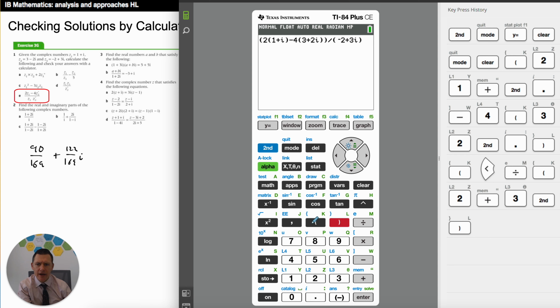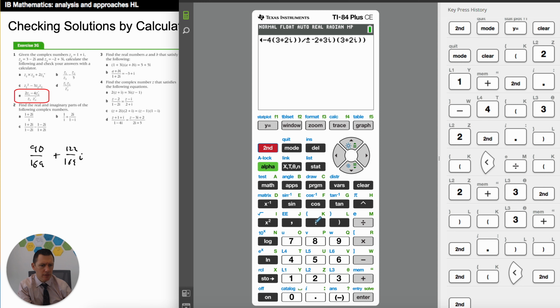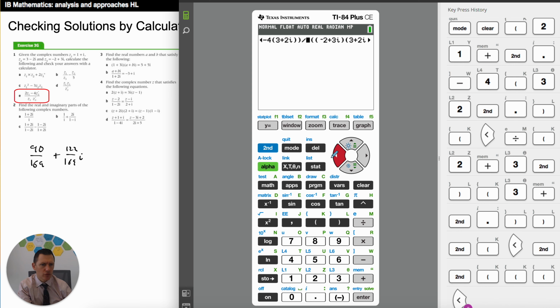And then times Z2 star, which is 3 plus 2i. Now I'm going to have to go back. I'm putting extra brackets in here to make sure we're actually dividing by the product of the denominator. If we don't do that, then it just divides by this one and then later multiplies the whole thing by that one, implying that that one's in the numerator. So you just have to be careful with it.